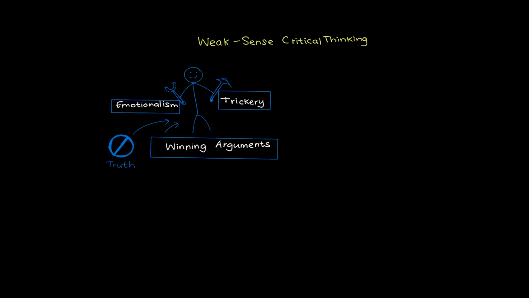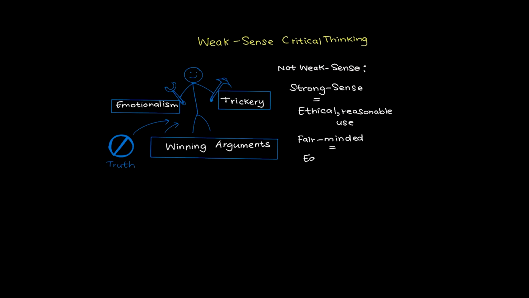Strong-sense critical thinkers strive to be ethical and employ thinking reasonably, not manipulatively. Fair-minded critical thinkers consider all viewpoints equally and apply the same standards to themselves. An uncritical person lacks intellectual skills entirely, but this debater clearly has skills.